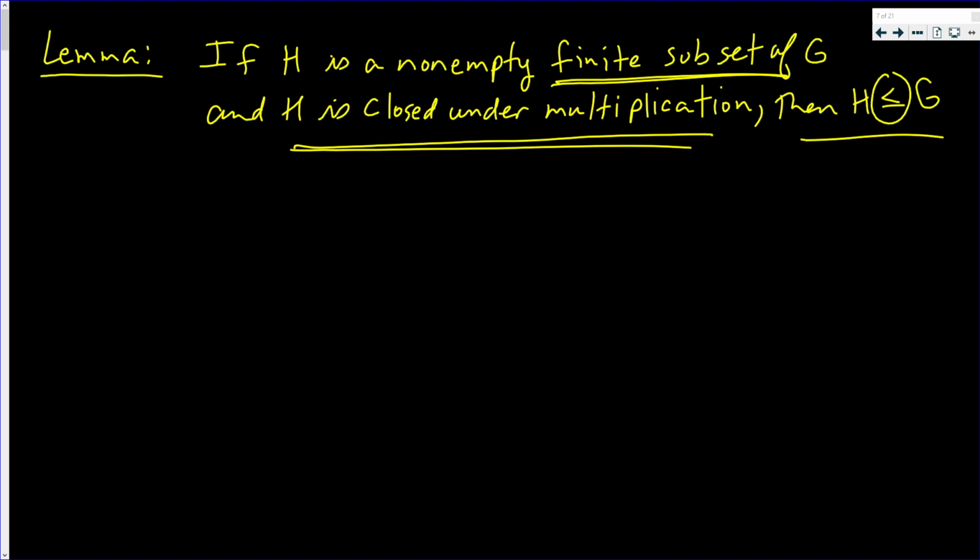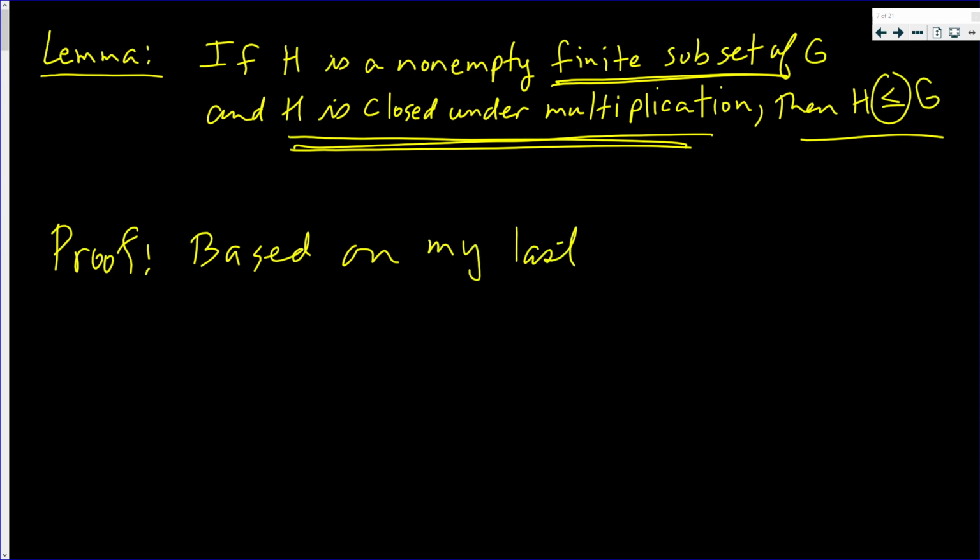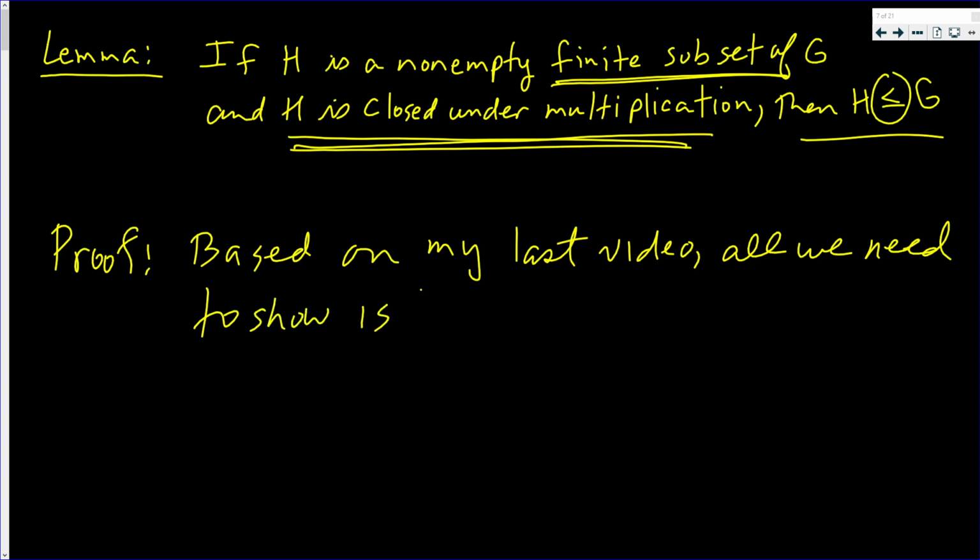Well, they're telling us that it's closed. So in this proof, we can say, based on my last video, all we need to show is that H has inverses.